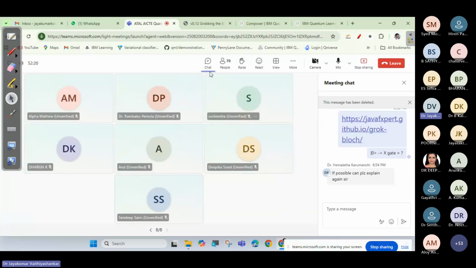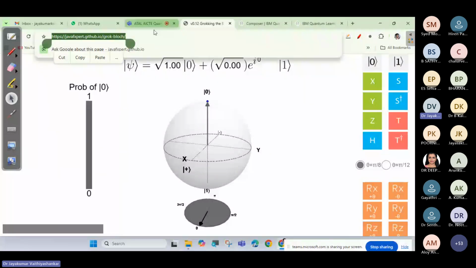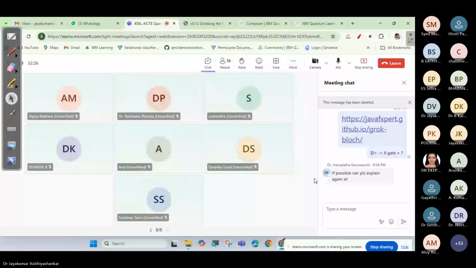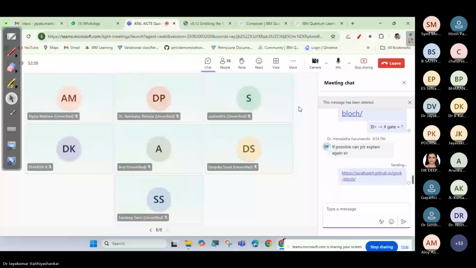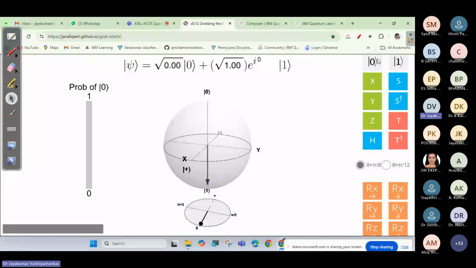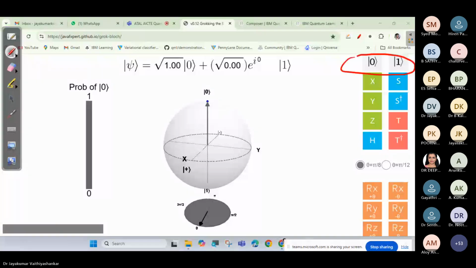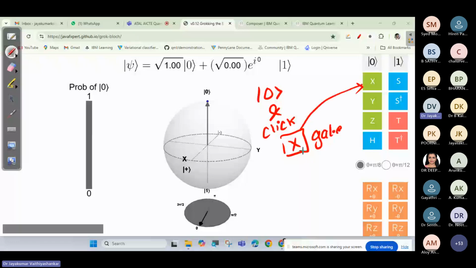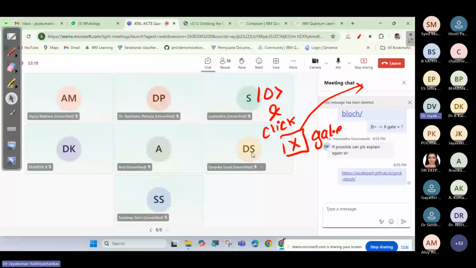Okay, very good, I will explain. All of you go to this link, which I already shared. Observe what I am doing. Click state 0, click state 1. These two are called pure states, state 0 and state 1. Now click state 0, then click the X gate. This is your X gate. Click state 0, then click the X gate and tell me where it goes on your Bloch sphere.